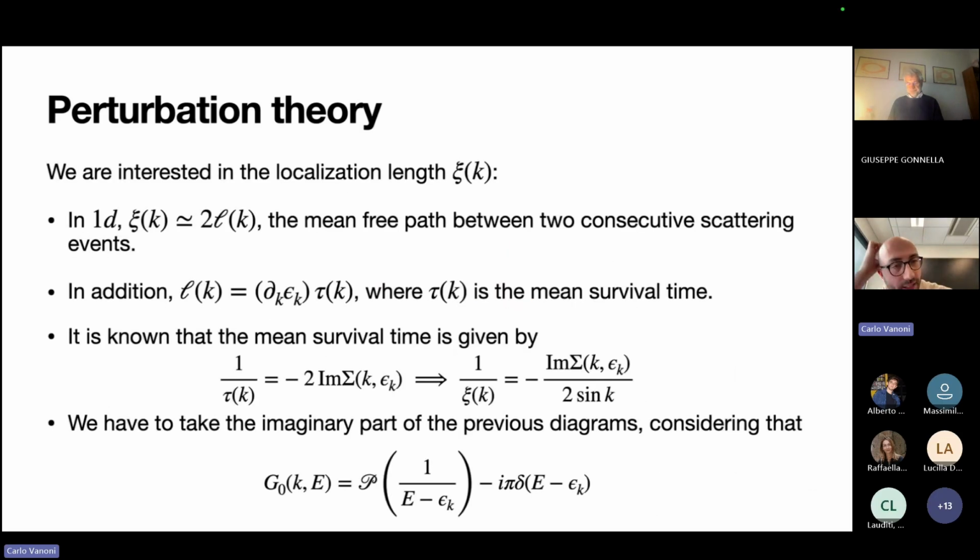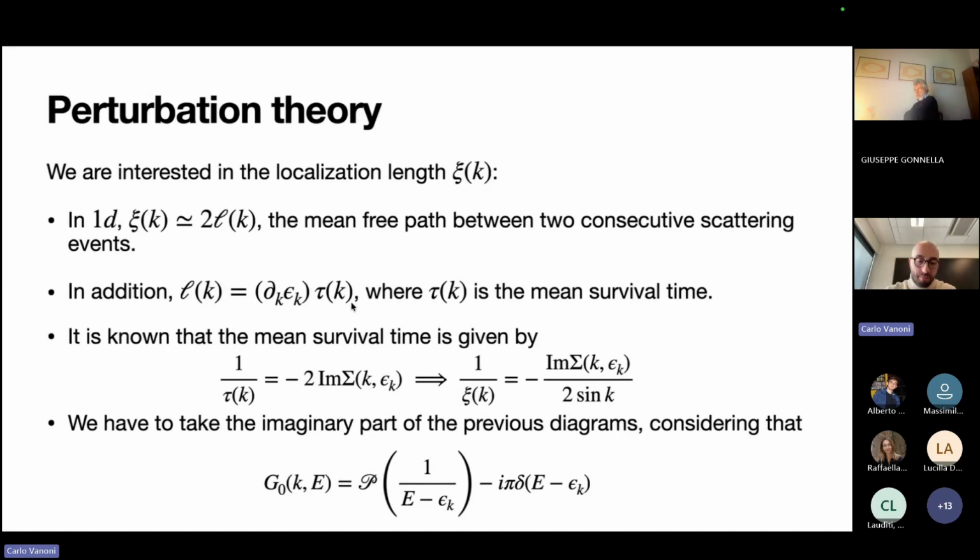And actually, what we really want to compute is the self-energy. Why? Because in 1D it is quite simple. That's why we're studying it. But in 1D, what happens is that the localization length is proportional to the mean free path, which is basically, in a sense, the mean distance between two consecutive scattering events. And this quantity is proportional to the mean survival time, which is the time between two consecutive scatterings.